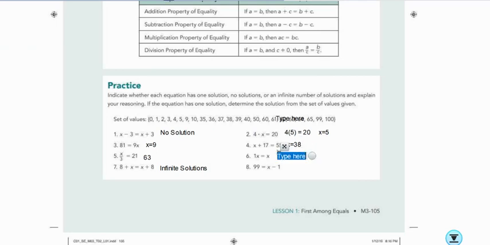Next one is 1 times x equals x. Well, 1 times anything is the same thing. So this is infinite. Because if I put anything in there, I'm going to get the same thing. And the last one is 99 equals some number minus 1. Well, this is clear. x is 100 because 100 minus 1 is equal to 99.